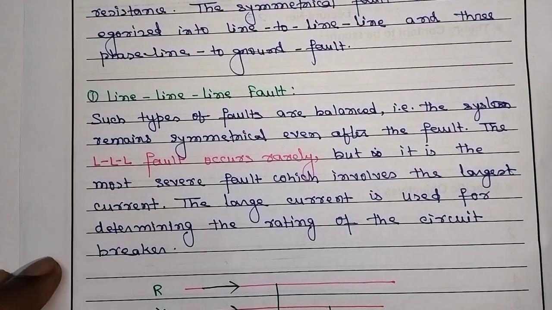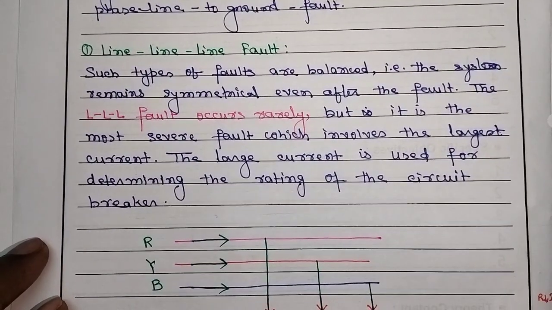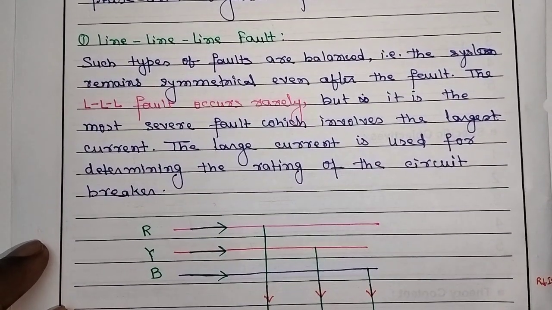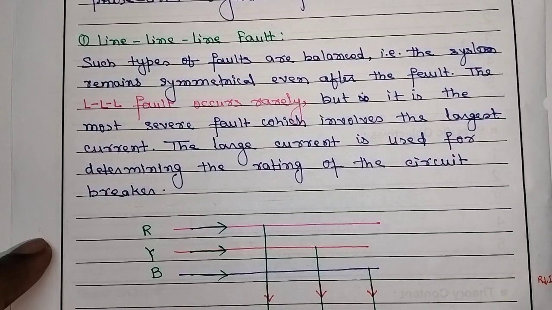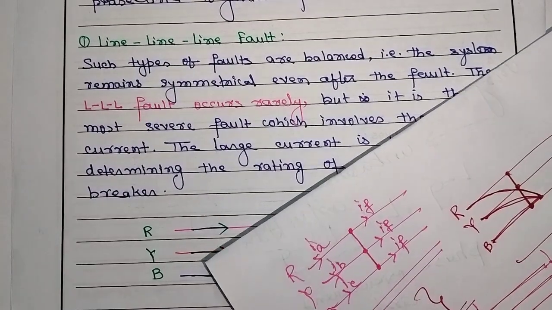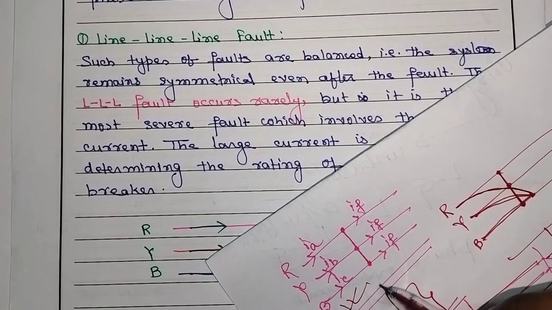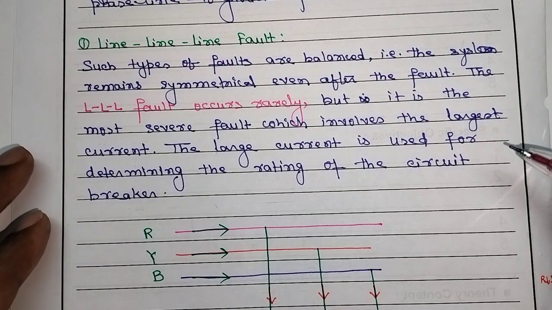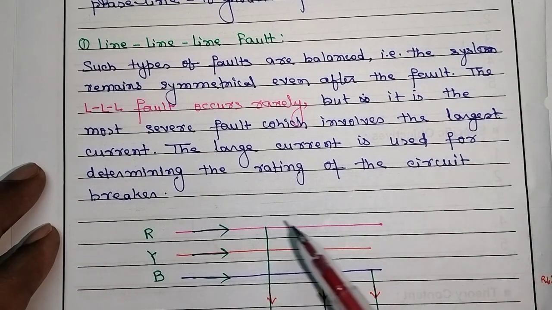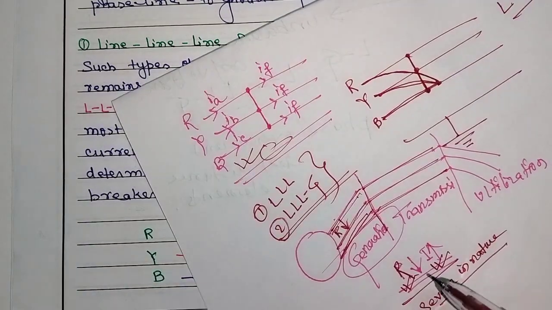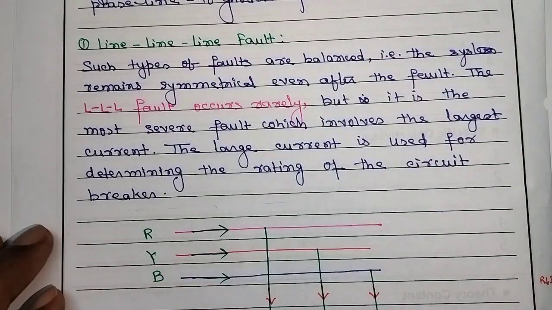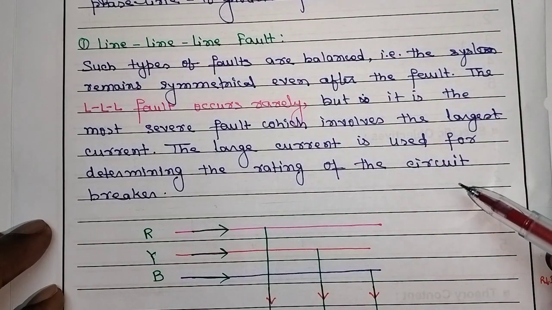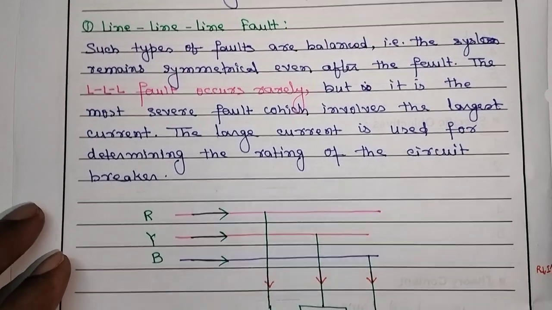So here I have written such type of faults are balanced, that is, the system remains symmetrical even after the fault. Already I have told you, whenever a fault occurs in the system, the system remains the same, it is not going to change. The LLL fault occurs rarely, but it is the most severe fault which involves the largest current. The large current is used for determining the rating of the circuit breaker.